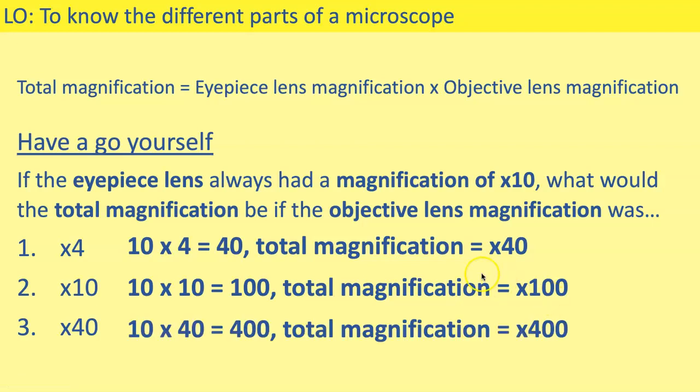Now for the last one, we have again the eyepiece lens magnification of 10. This time, the objective lens magnification is 40. So our sum is going to be 10, which is the eyepiece lens magnification, times 40, which is the objective lens magnification. That gives us 400. So the total magnification of the microscope is times 400.